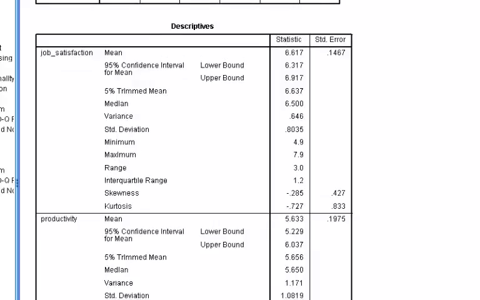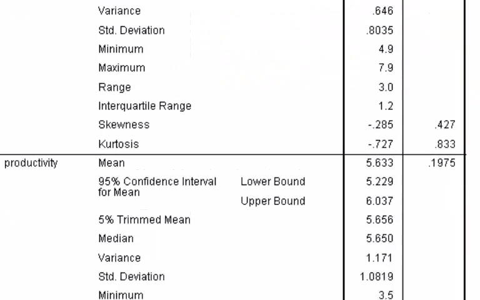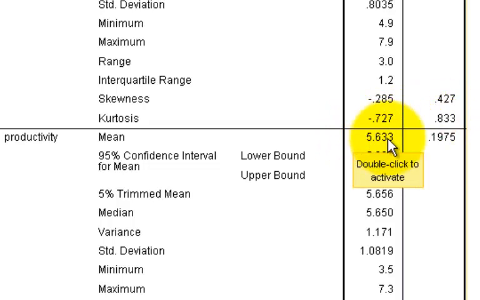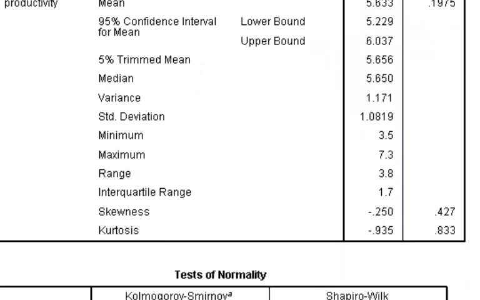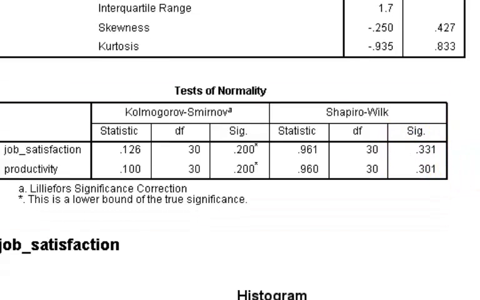Got 30 in each group. There's the overall mean for job satisfaction, 6.6. Overall for productivity, 5.63. Test of normality. So job satisfaction is okay. Productivity is okay. So normality is good.